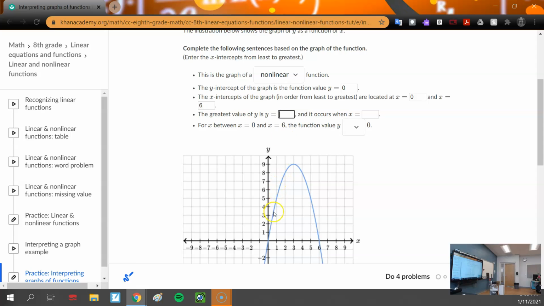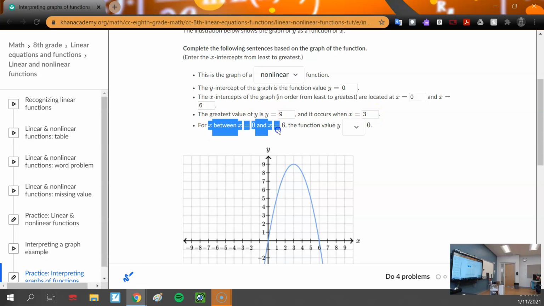Greatest value of y. This is where people start to get confused and they're like, wait, what? The greatest y, right? The highest the graph ever goes. What is the y value at the highest point is what they're asking us. 9. So y is 9 when x is 3. And that's actually called the maximum of the graph.